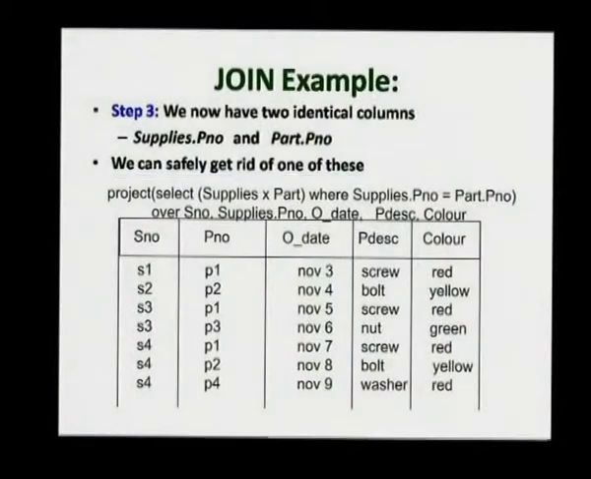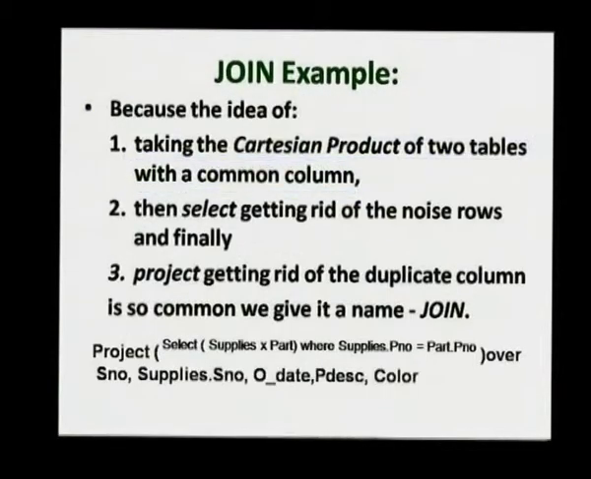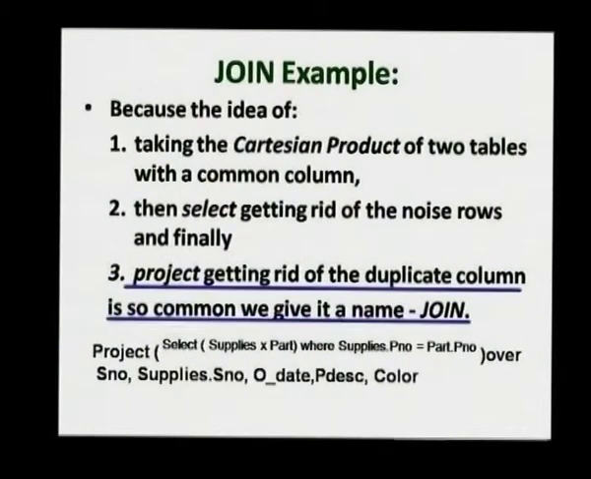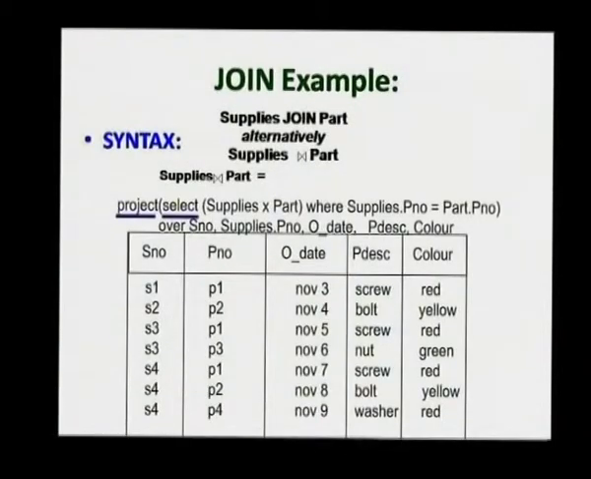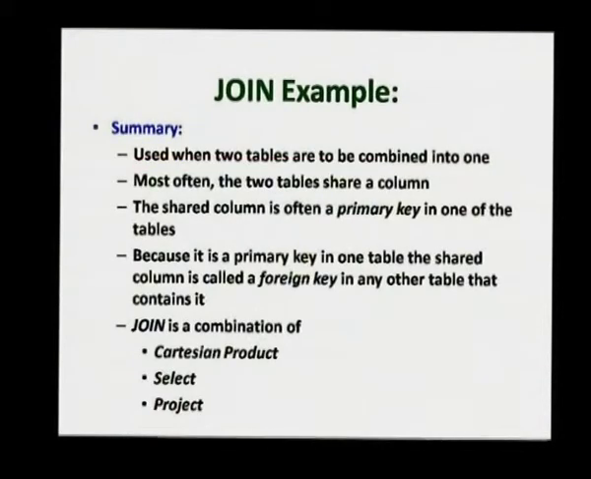In spite of that you still have identical columns, as we just described, so we get rid of one of them. One of the P numbers is removed. So you take the Cartesian product of two tables with a common column, then select, getting rid of noise rows, then you project so that you get rid of the duplicate column, and this is called a join. So this is the join operation. It is equivalent to a Cartesian product, a selection, and a projection that removes the duplicate column.